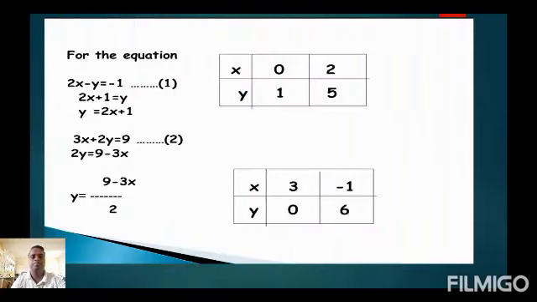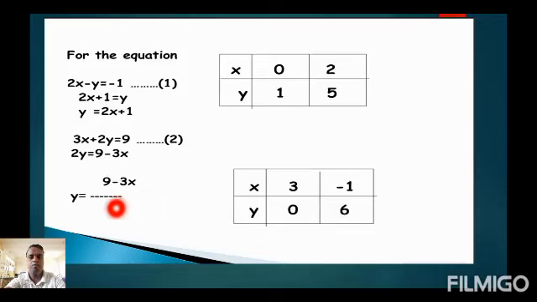Here there are two examples. Take 2x minus y equal to minus 1, so y equal to 2x plus 1. If you put in the x values, what will be left? x equal to 0, y equal to 1; x equal to 2, y equal to 5. Putting in y equal to 2x plus 1: if x equal to 0, then 2 into 0 is 0, y equal to 1. If x equal to 2, 2 twos are 4, plus 1 is 5.